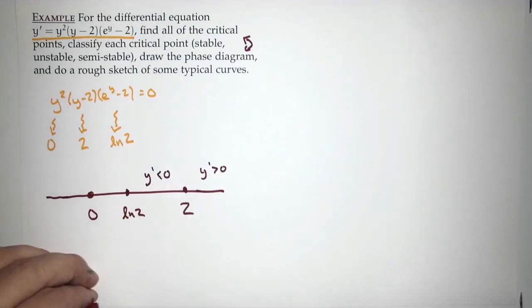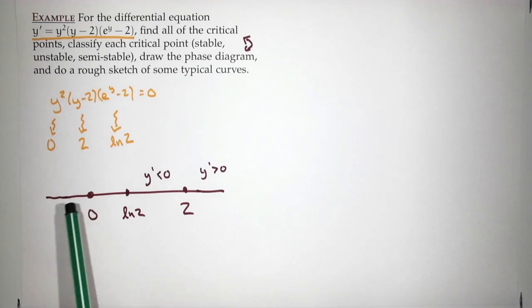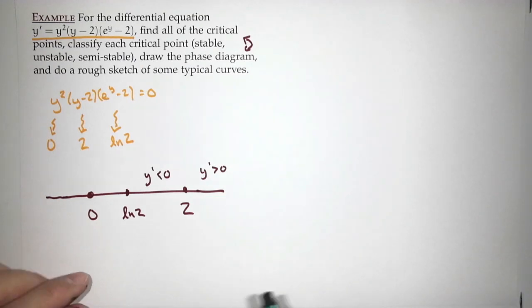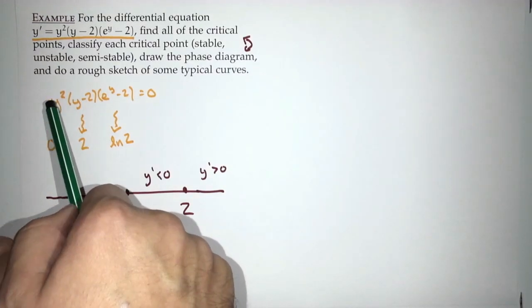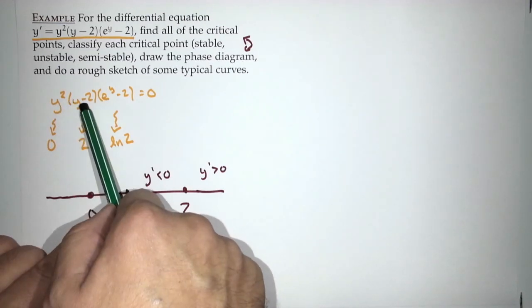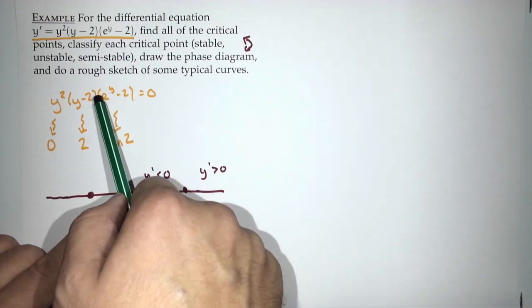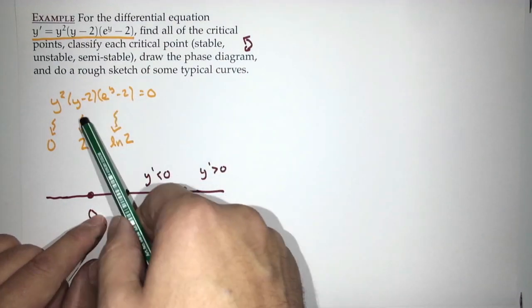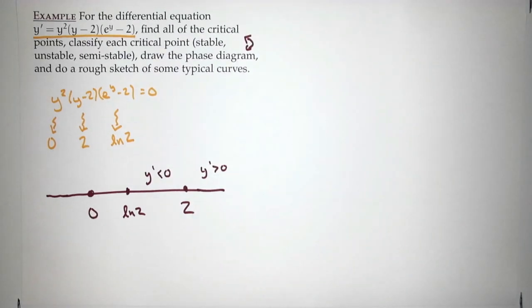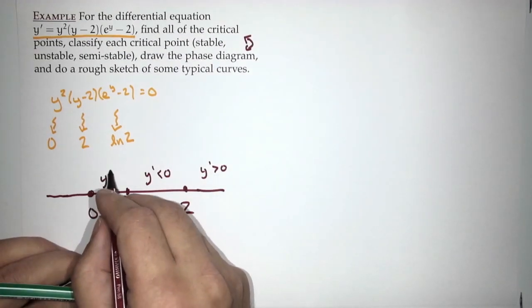Okay, something between 0 and log 2. Well, we can put in something. How about 0.00001? So that's like an engineer zero, but it's positive. Just slightly above zero. Y squared positive or negative? Positive. Y minus 2 positive or negative? Negative. E to the 0.0001 minus 2? Because that's e to the 0, we're engineers, we just round. That's 1 minus 2, that's negative. Okay, so we put it all together. What can we say about y prime? Positive. Good.